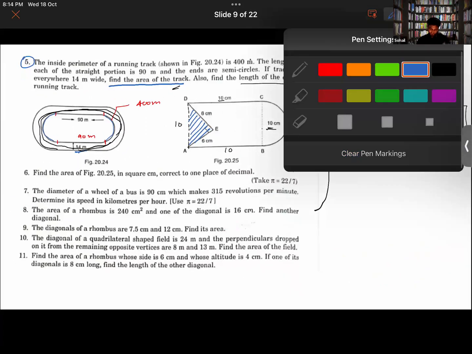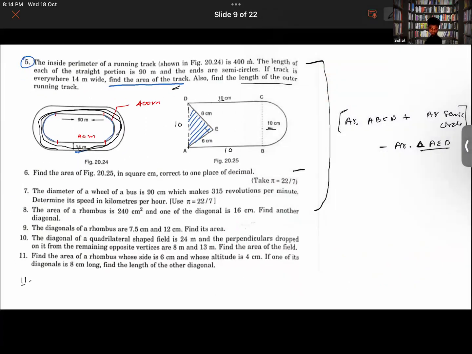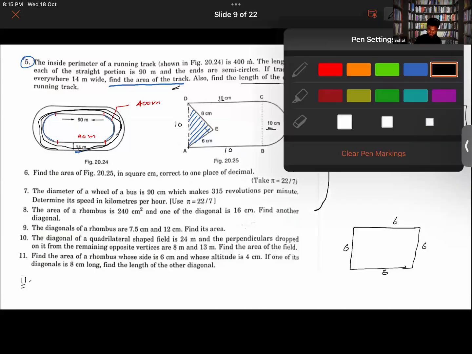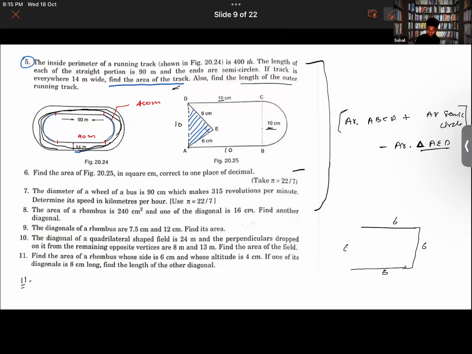Question number 11. Find the area of a rhombus whose side is 6 centimeter and whose altitude is 4 centimeter. So base into height. So you see, we first construct a rhombus. And the side is 6 centimeter, that means all the sides are 6 centimeter. Altitude here is 4 centimeter. Altitude means we tilt the figure a little bit.